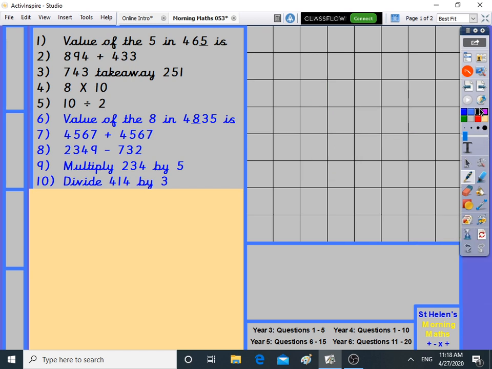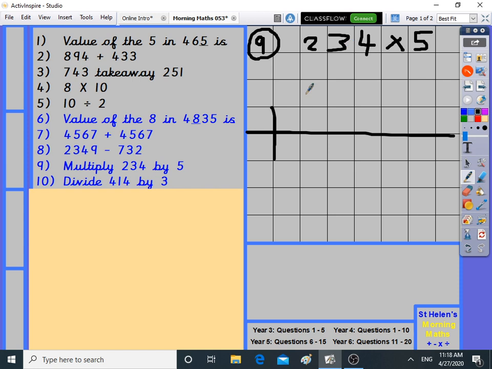On to question 9. 2 methods for question 9, because multiplication. 234 times 5. I'll do grid and I'll do standard. So let's do the grid. 234 smashes up into 200, 30 and 4. That's why it's called 234, because it's 200, 30 and 4. We're going to times it by 5. Pause if you need time to copy.